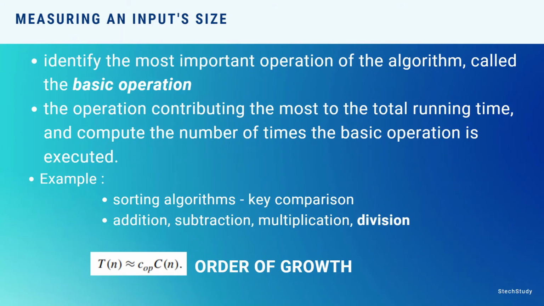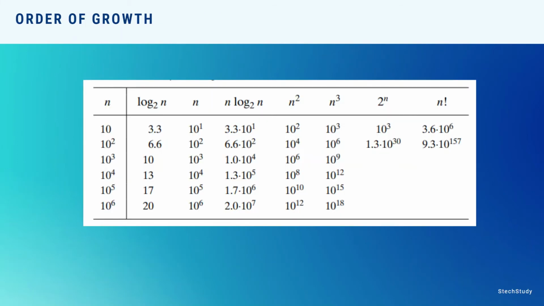For example, in a sorting algorithm, the basic operation is the key comparison. Finally, this is represented with the equation T(n) ≈ c_op × C(n), which is called the order of growth of an algorithm, where c_op is the execution time of an algorithm's basic operation on a particular computer, and C(n) is the number of times this operation needs to be executed for this algorithm. Next is order of growth.